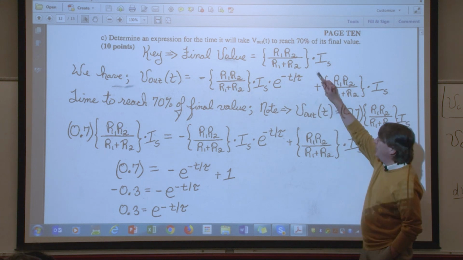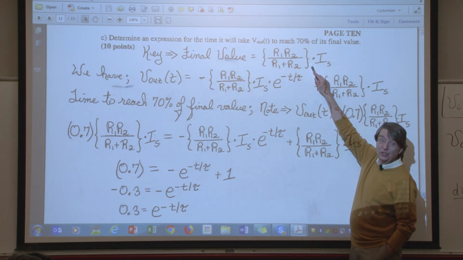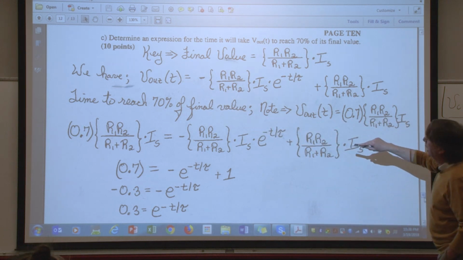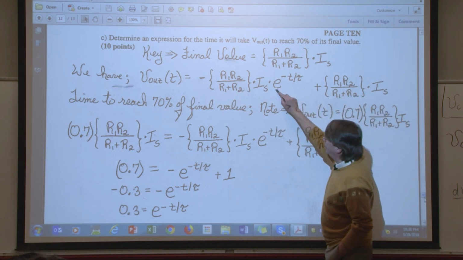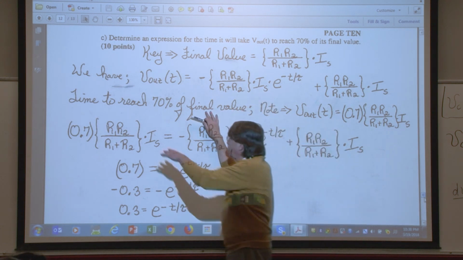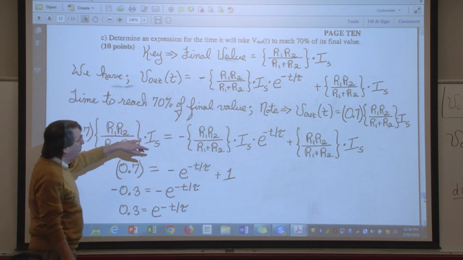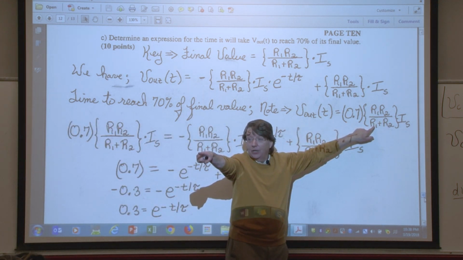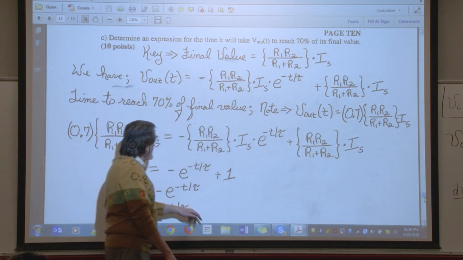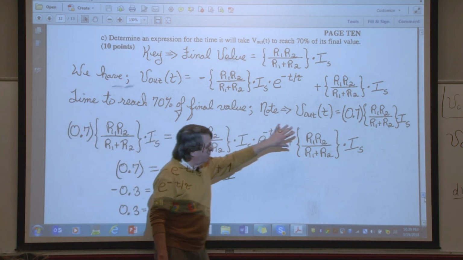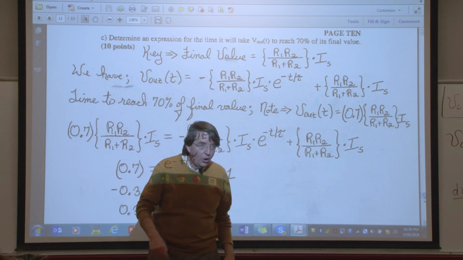What's the final value? This. What's the solution? V out equals this plus this. This was the value of k. Now, my colleagues, the time to reach 70% of the final value is V out has to be 0.7 times the right-hand side, the particular solution. So we then say 0.7 of this equals this plus this. What's the one thing I don't know, Michael? T.